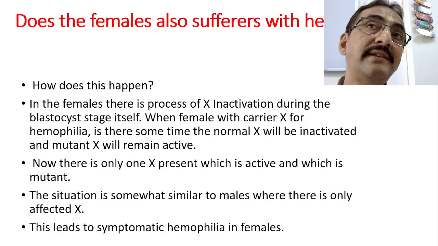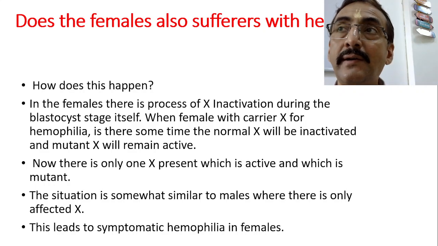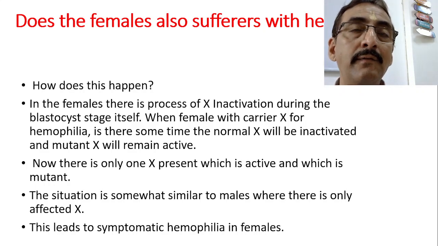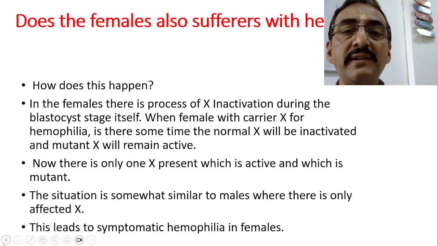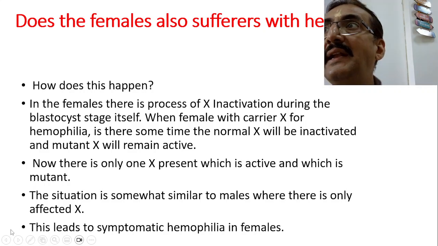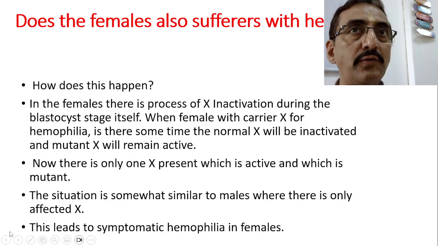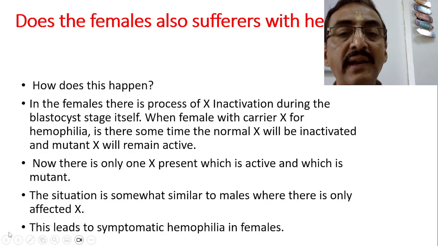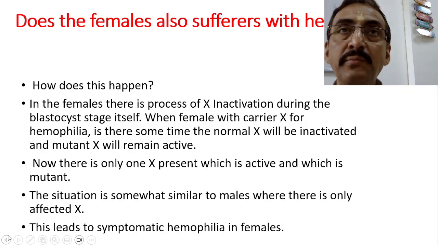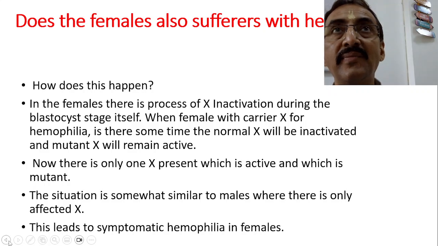So now the problem can occur. As it is an affected gene, it may produce deficiency of the clotting factor. This is called the X inactivation process, and this is also called the Marie-Lyon hypothesis. She is the first who proposed this hypothesis. So now there is only one X present which is active and which is mutant. Then what happens? The situation is somewhat similar to males.